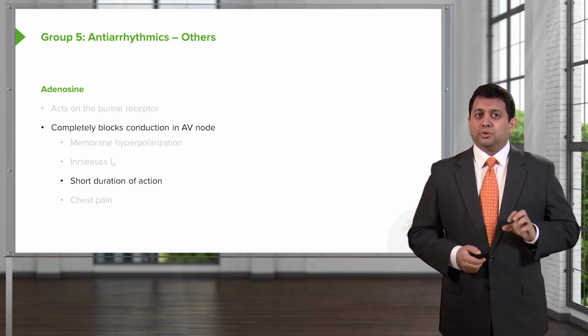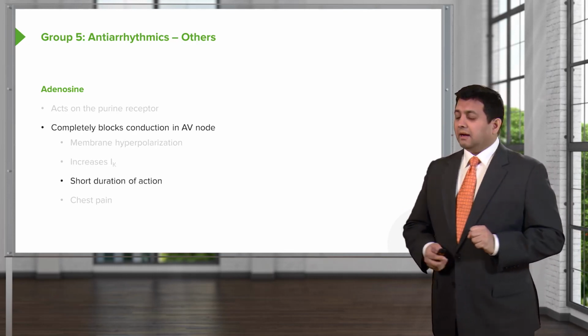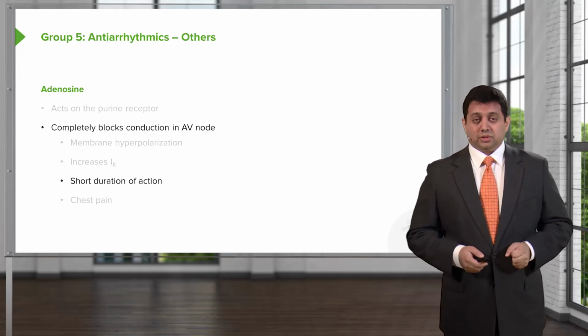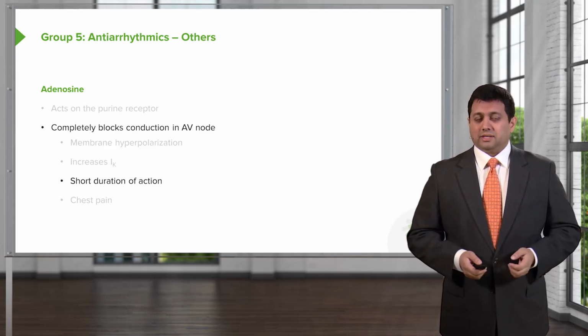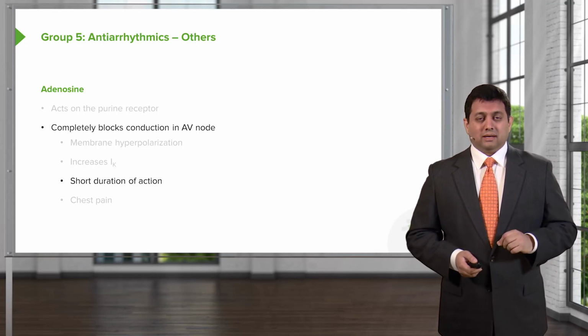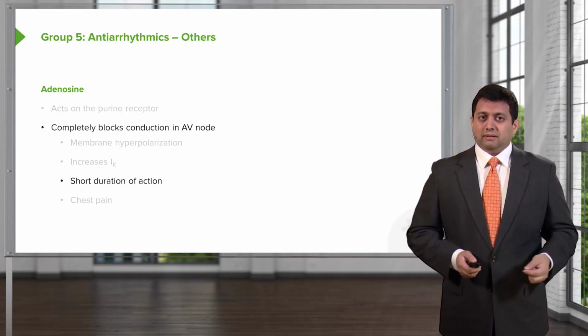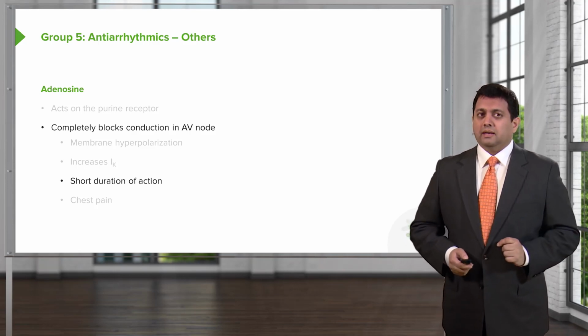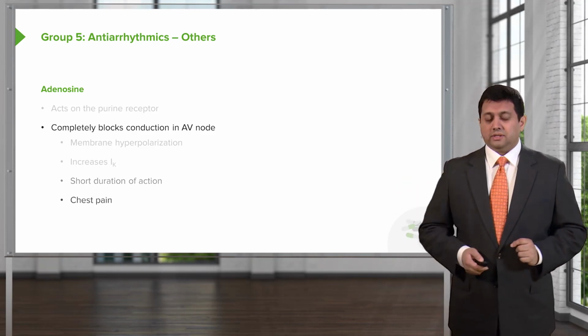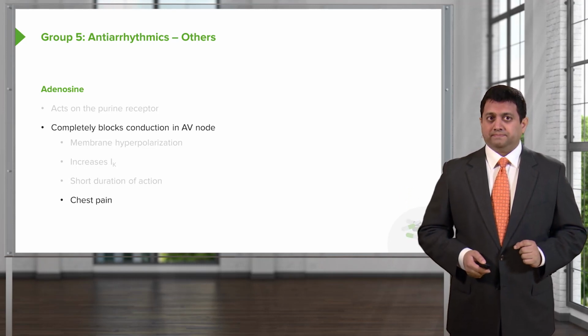It is a very short duration of time. Now, when I say short duration, I mean short duration. We think that it lasts in the blood for maybe 6 or 7 seconds because it's not broken down in the liver and it's not broken down in the kidney. It's actually broken down by red blood cells. Now, one of the major side effects of using adenosine is chest pain.